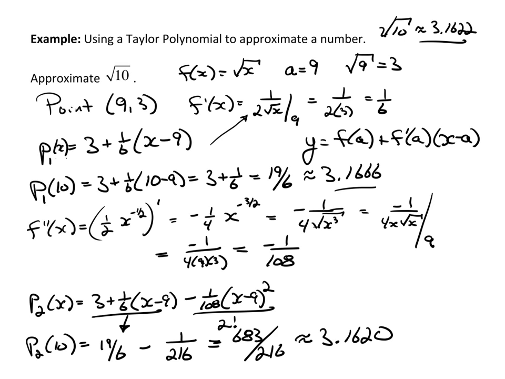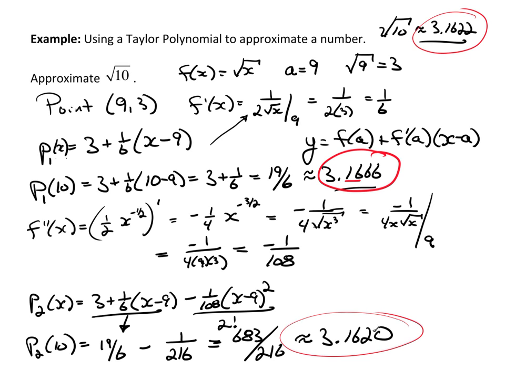So now let's look at our approximation. Here is the actual value out to 4 places with a calculator. This is a linear approximation, which matched really nicely, these first two places. And now here's my quadratic approximation, which matches perfectly out 3 places. And of course, if I keep going with this, I can get a better and better approximation.